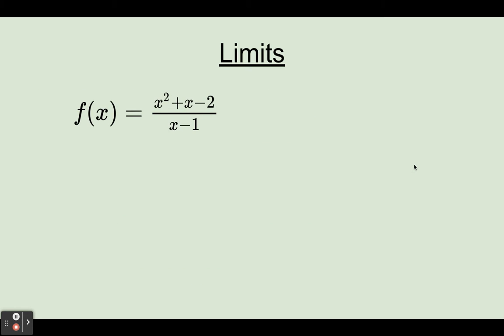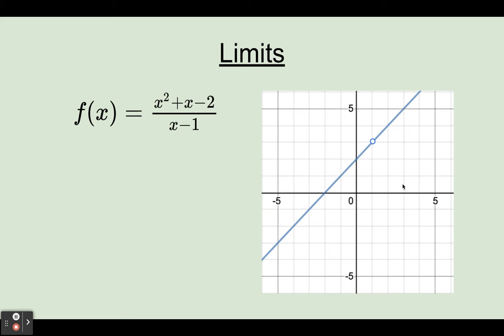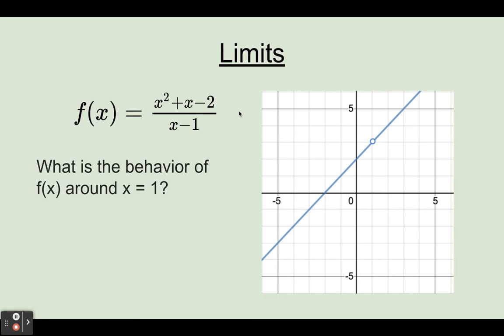Here's my function. If we graph it, it's actually a nice straight line, and then at x equals 1, there's an open circle. That's the point that doesn't exist. Since we already know that at 1 the function doesn't exist, the only thing we're left with is, what happens close to 1? What happens around 1?